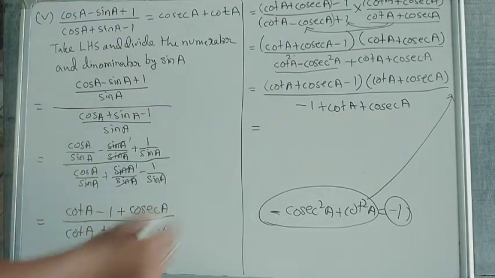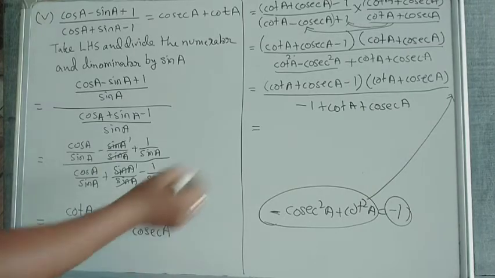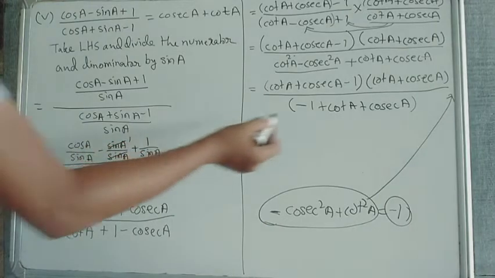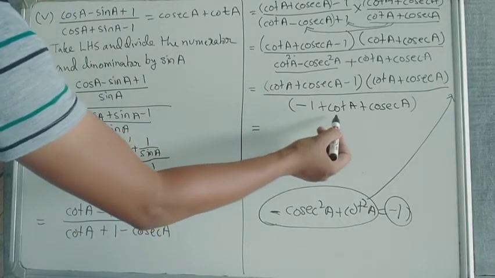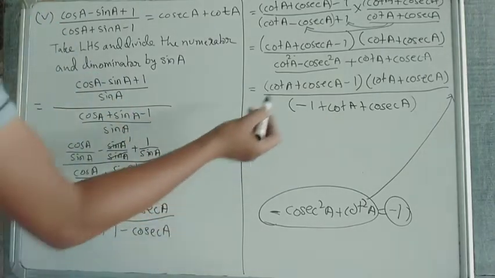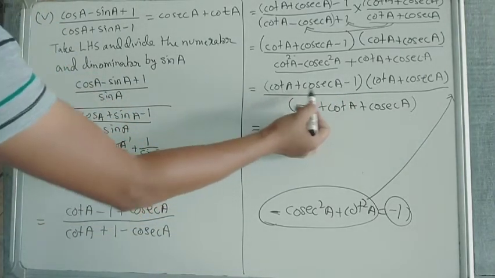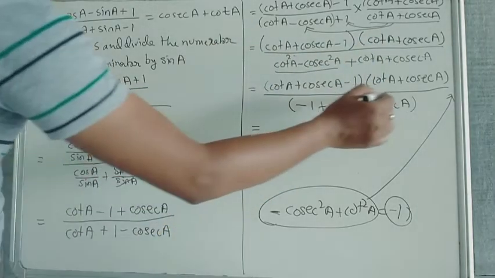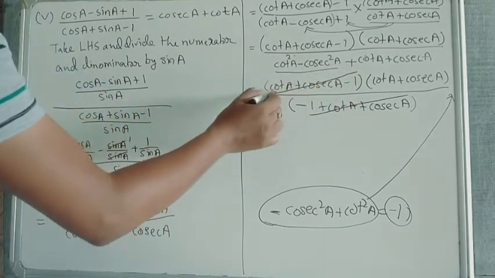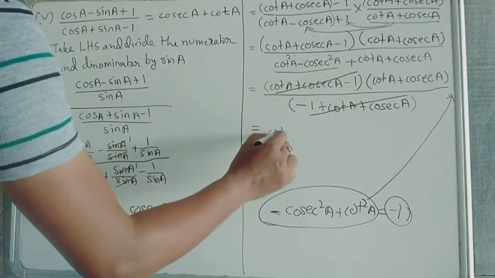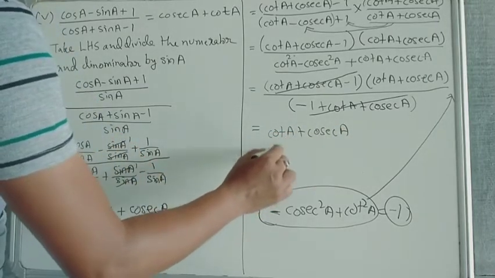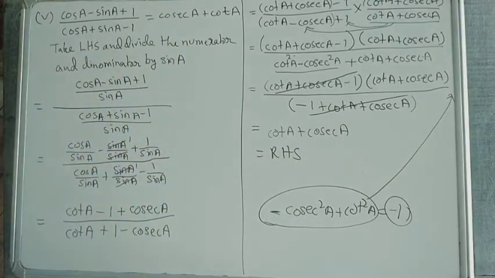Now this whole thing, see now, this whole thing: 1 minus 1 plus cot A plus cosec A, minus 1 plus cot A plus cosec A. Is it matching? Just it is here and there. Okay, so this whole gets cancelled with this whole, and what remains is cot A plus cosec A, equal to RHS. No, cot A plus cosec A.